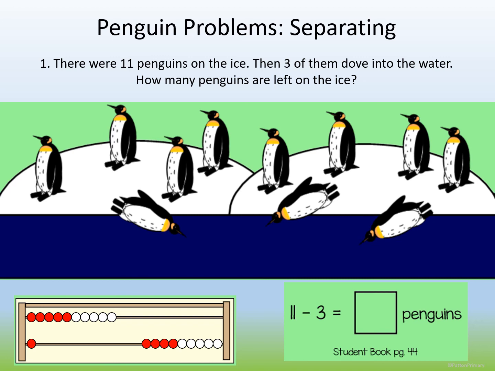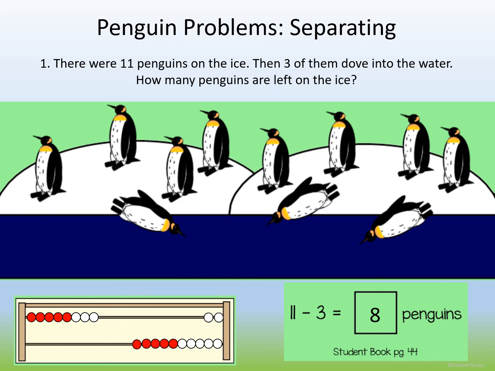Penguin problems, separating. Let's read this together. There were 11 penguins on the ice. Then 3 of them dove into the water. How many penguins are left on the ice? Well, our math problem is 11 minus 3. So we have 11 penguins that I have over here on the left, and I'm going to take 3 away. How many do I have left? 8.